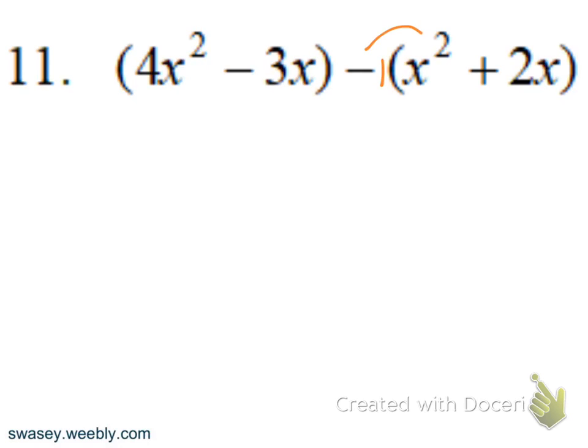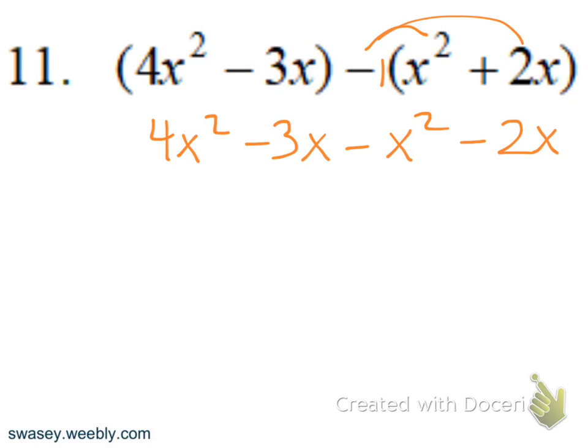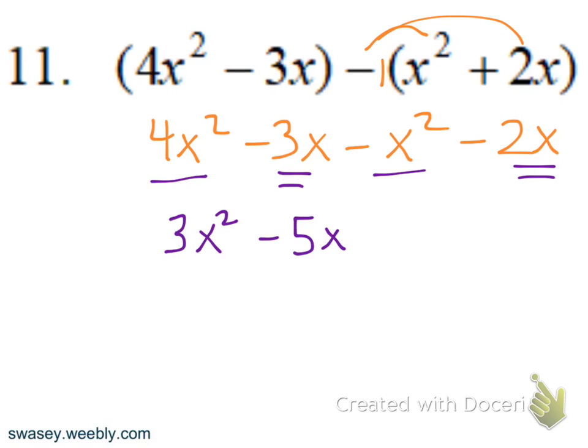Same thing here, distribute a negative and then combine like terms. Now we'll combine like terms. 4x squared minus 1x squared is 3x squared. Negative 3x plus negative 2x is negative 5x.